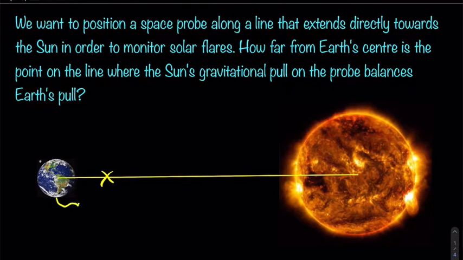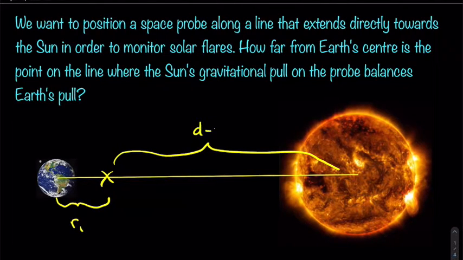So this part of the line we'll define as R1. This part of the line we'll define as the distance between Earth and Sun minus R1. So let's just call it the distance minus R1. That's what we'll define that to be.